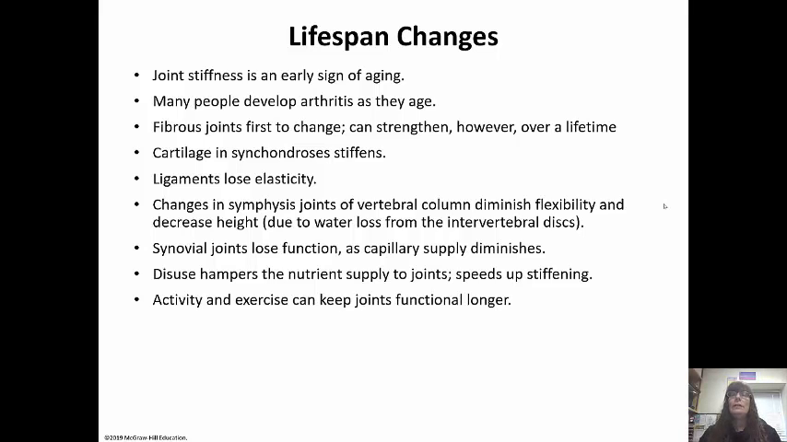Synovial joints lose function, capillary supply starts to diminish, nutrient supply starts to get hampered, and you can't do as much as you used to be able to do because you start to get stiffer a lot faster. Activity and exercise can keep joints functional longer, but keep in mind it's kind of like a double-edged sword, because activity and exercise is good for you and it can help your joints, but you're also going to be using them more. So these changes can happen as well.